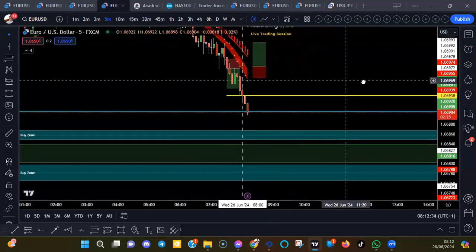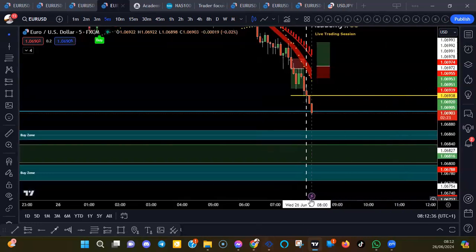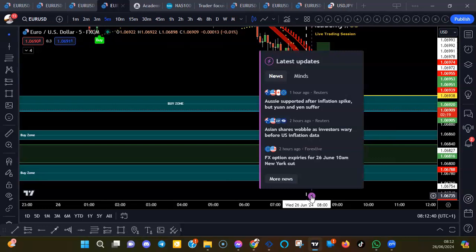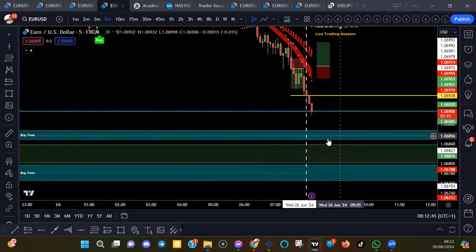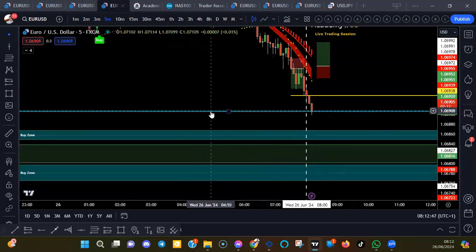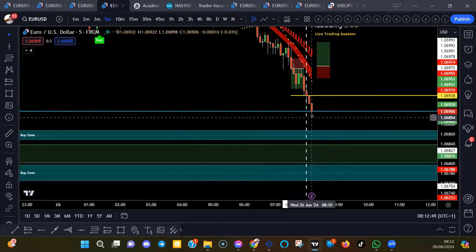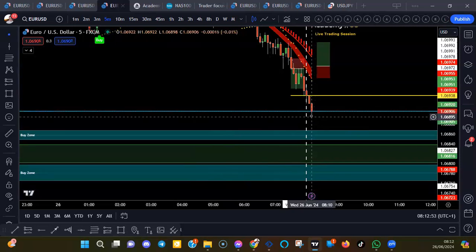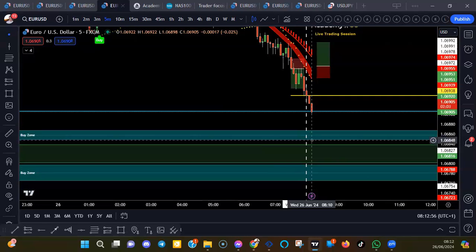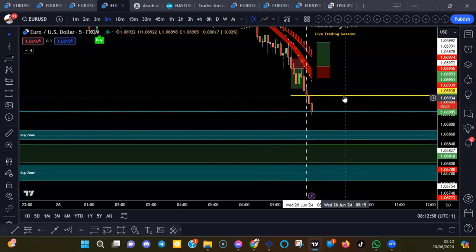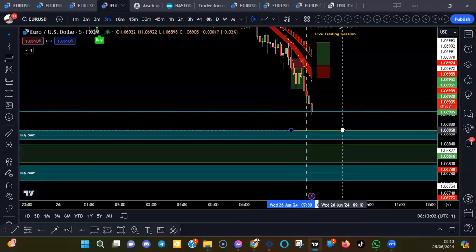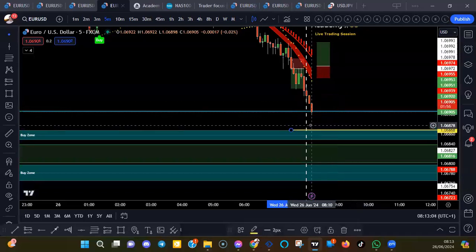We'll keep it on the 5-minute at the minute. What does this say? Aussie support after inflation spike. Oh, it doesn't mean much to me. Yeah, did you see that zone flickered on and off? That's because the candle is considering going past that zone. So therefore, the next relevant zone is down here. So we'll put a line down there. That's the next buy zone.